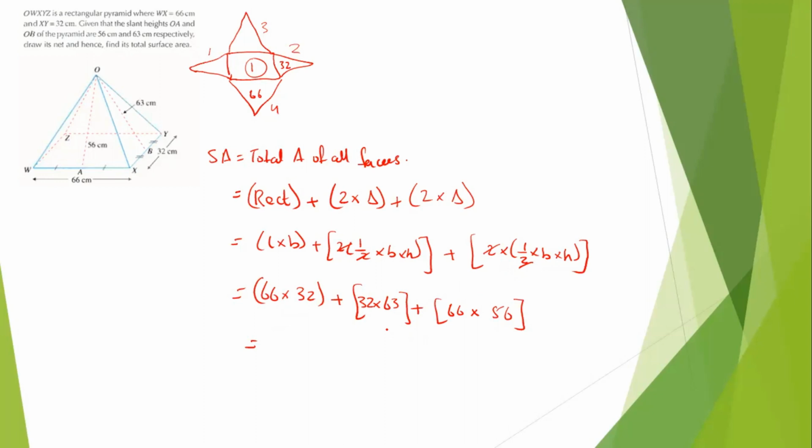66 multiplied by 32 हम सबसे पहले solve कर लेते हैं. 66 into 32 is a 2112. 2112 plus we are going to have a 32 multiplied by 63, which is a 2016. 2016 plus we have 66 into 56, which is 3696. We are going to add all these up. 3696 plus 2016 plus 2112.